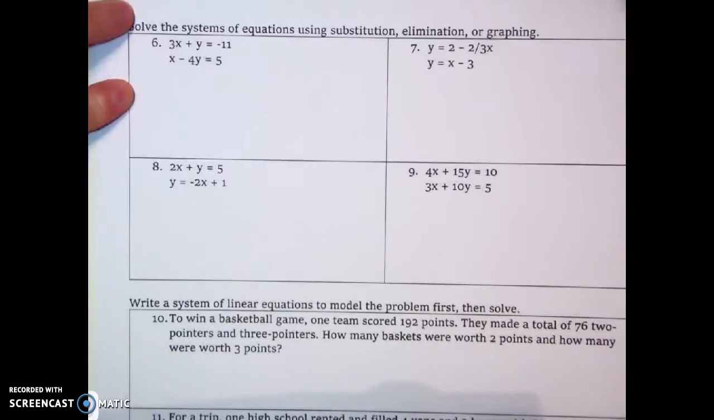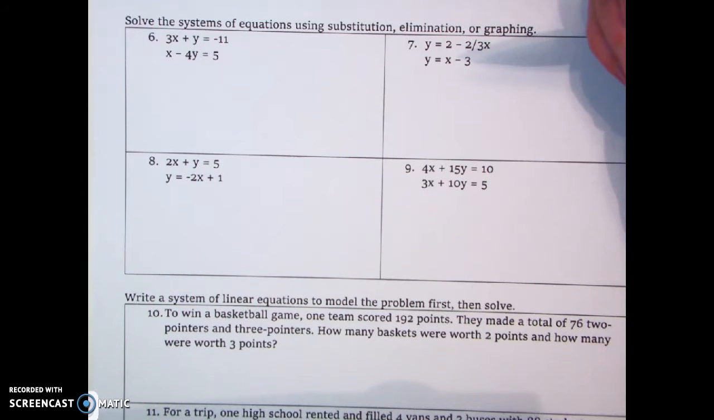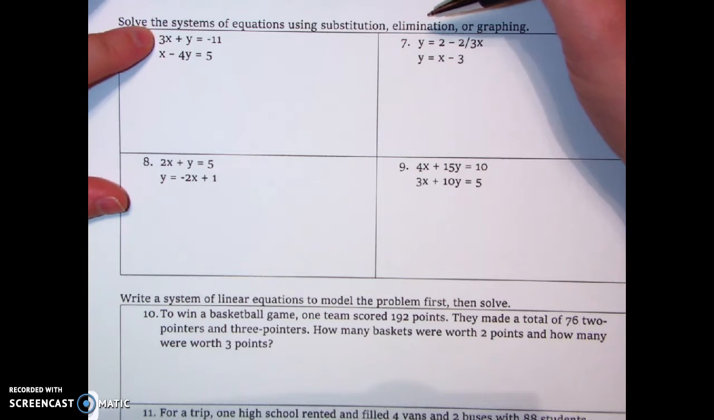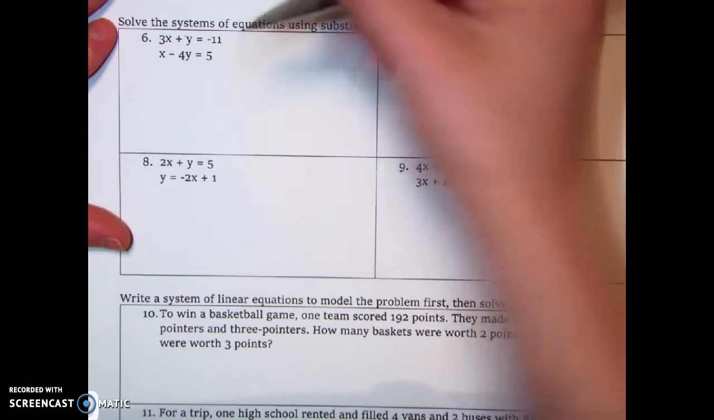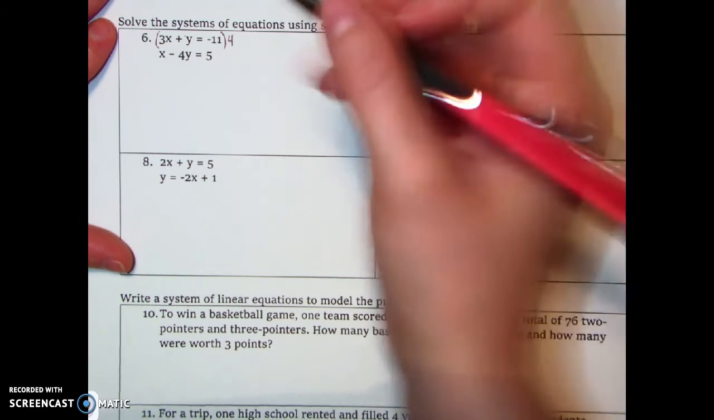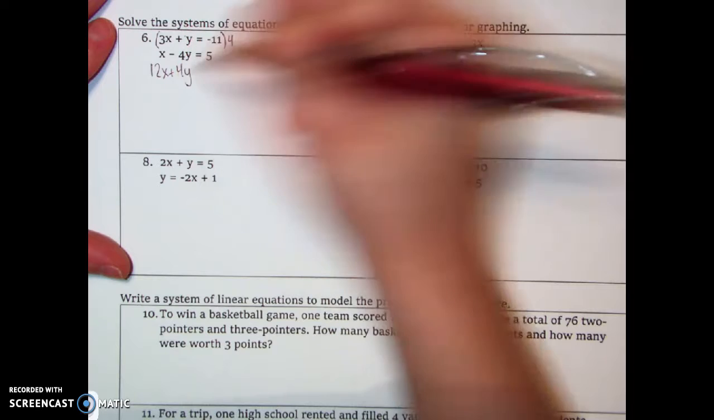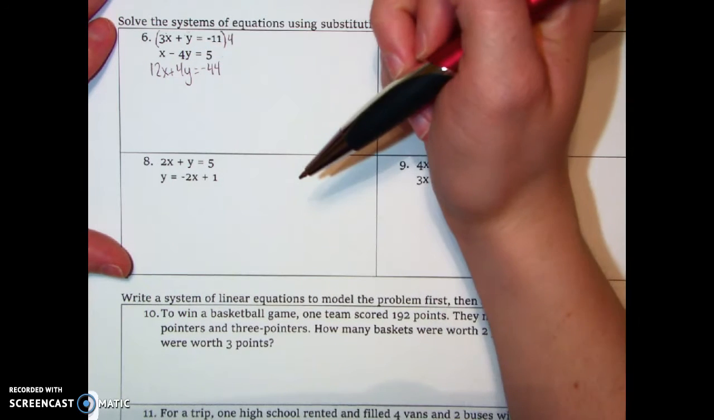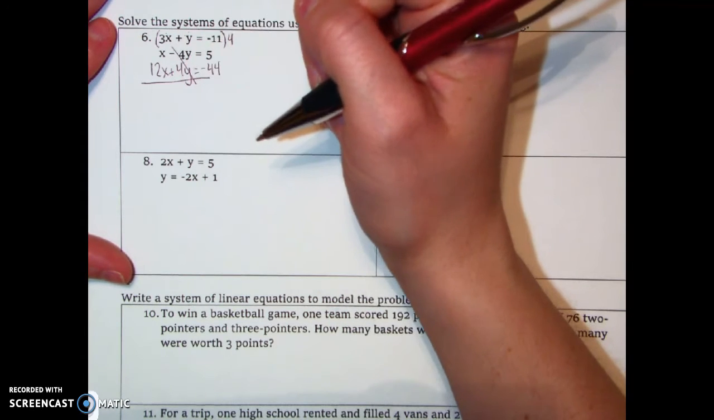So for number 6, I could use substitution, but in this case I am going to multiply to use elimination. If I multiply the top whole equation by 4, I'll get 4y here, and it'll be opposite this one, so they will cancel out. So I'm going to multiply that whole top row by 4. That gets me 12x plus 4y equals negative 44. Make sure you multiply all 3 terms by that 4. Now I have opposites with those 4y's, so I can cancel those out.